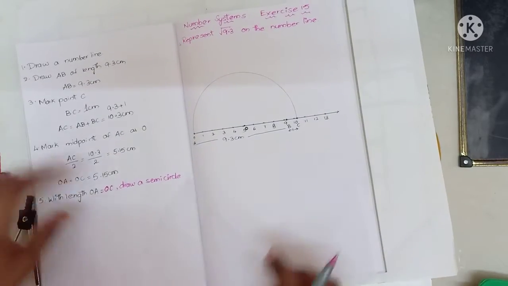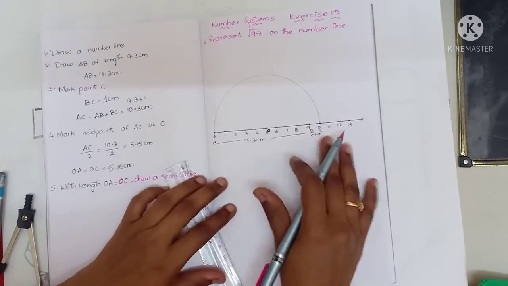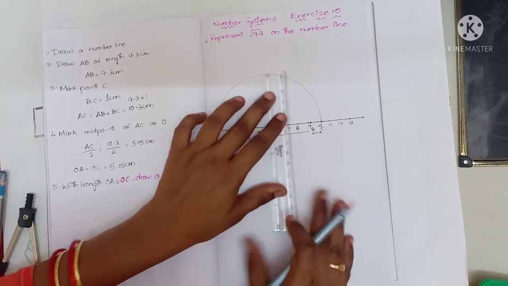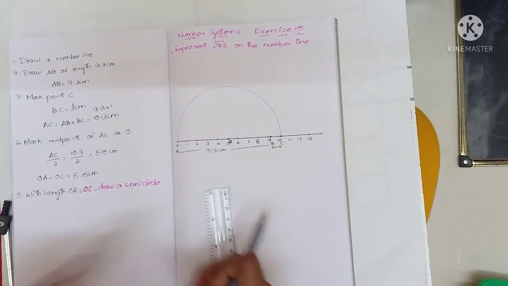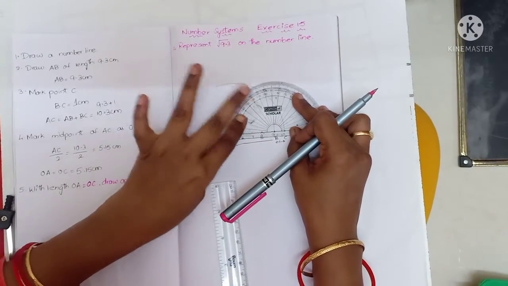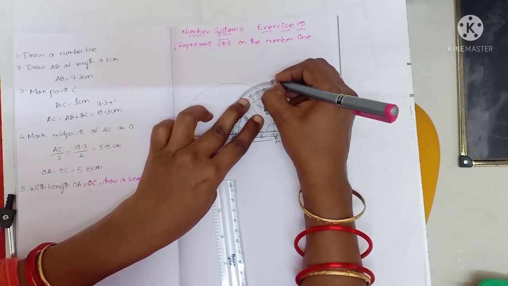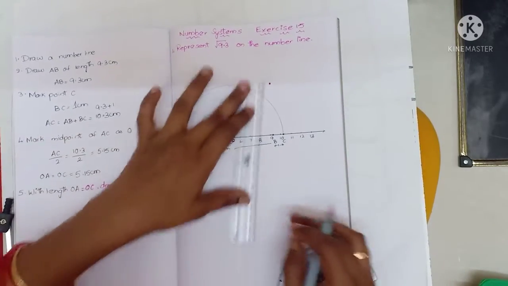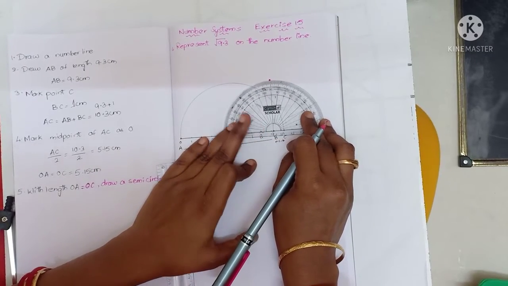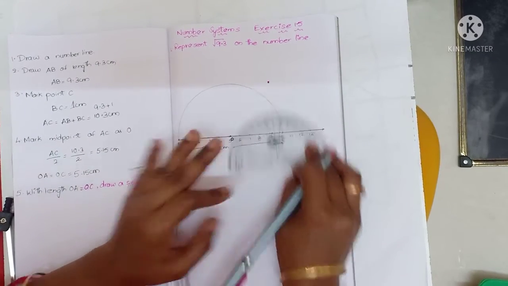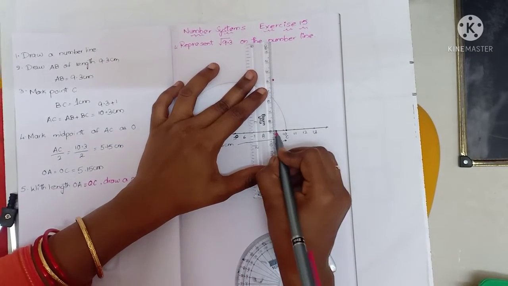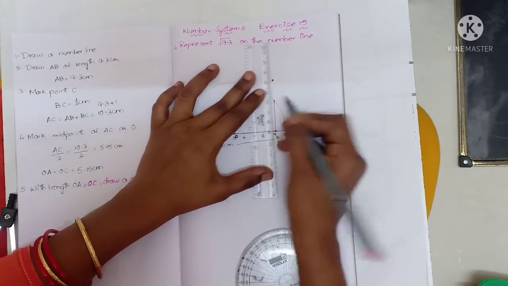Now, you have point B, right? AB is of length 9.3 centimeters. From B, draw a perpendicular. Take a protractor and draw a perpendicular. Mark 90 degrees. The perpendicular from which point, children? From point B, you should draw the perpendicular. The perpendicular touches the semicircle.